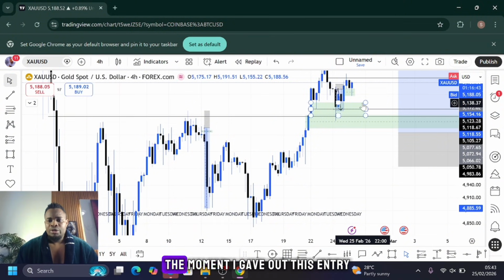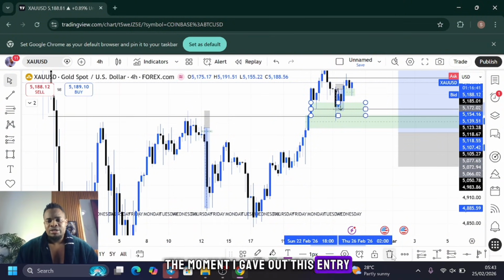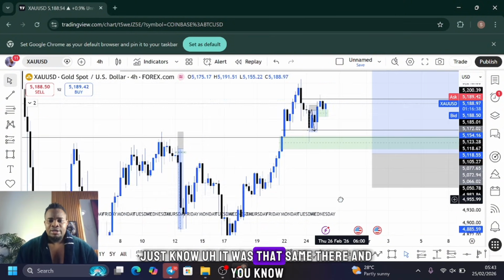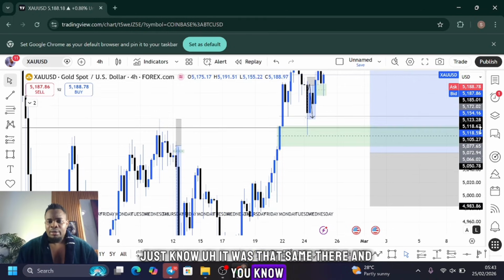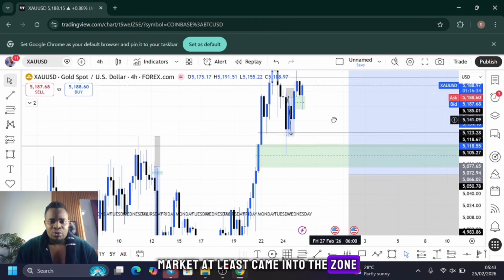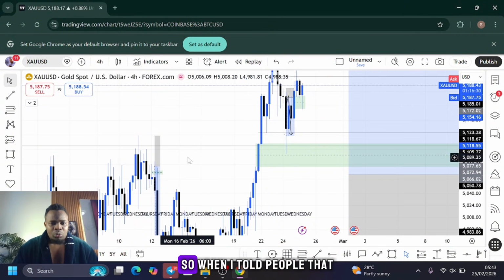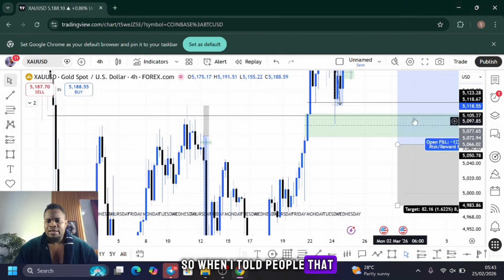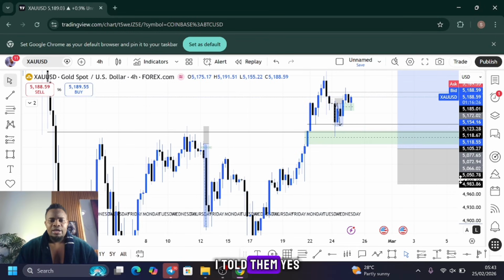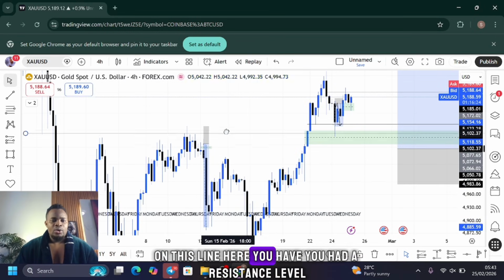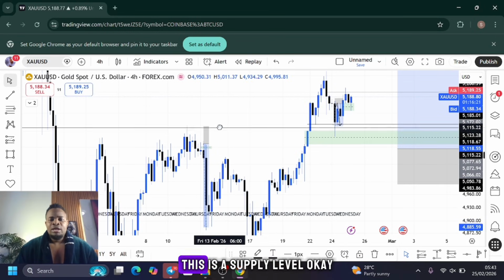And I'm going to show you the moment I gave out this entry, just know it was that same level, and the market at least came into the zone. Now let's talk about this zone here. When I told people who trade price action, yes, on this line here you had a resistance level. This is a supply level.